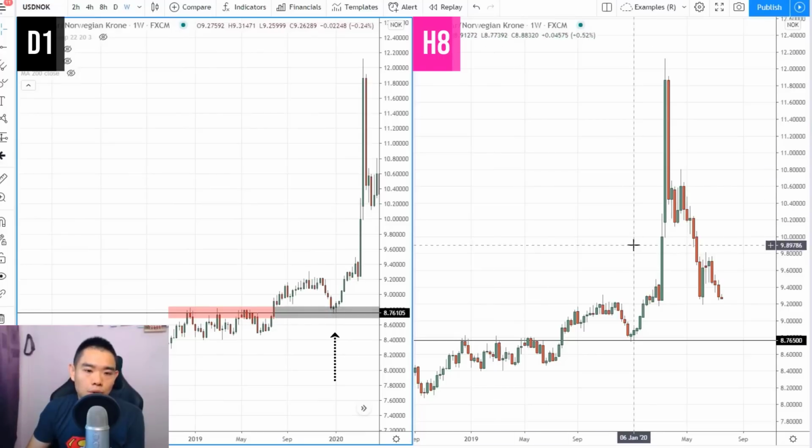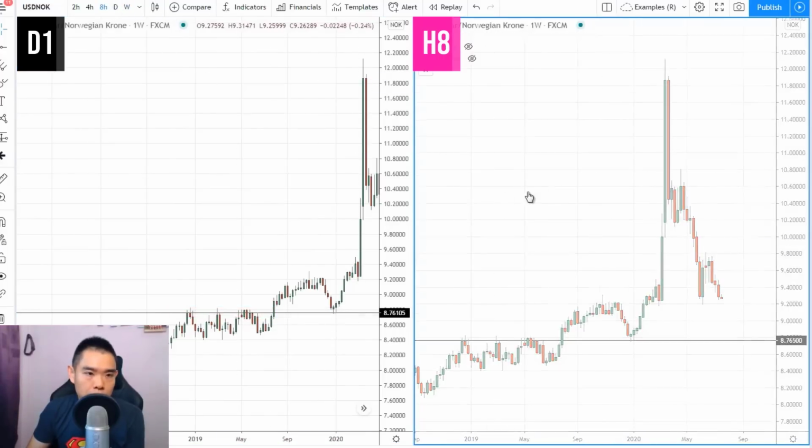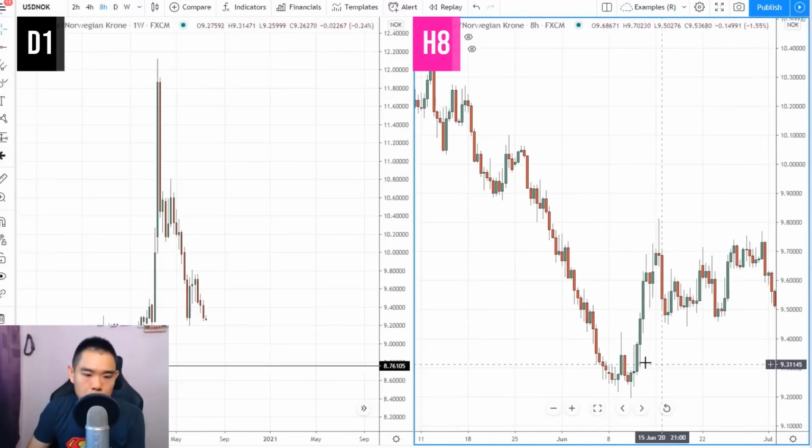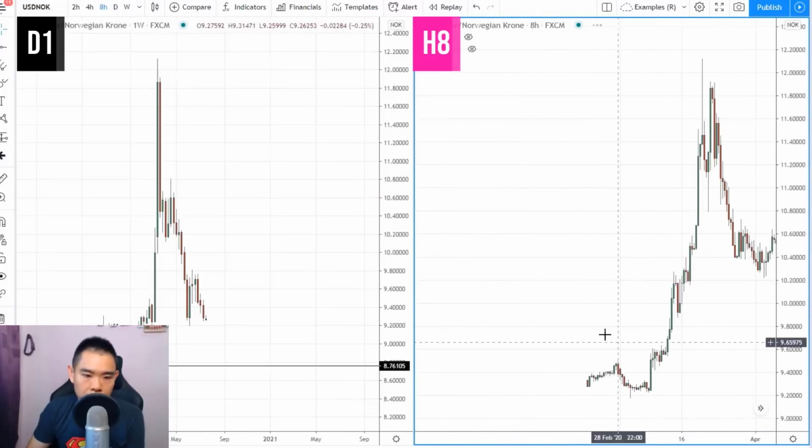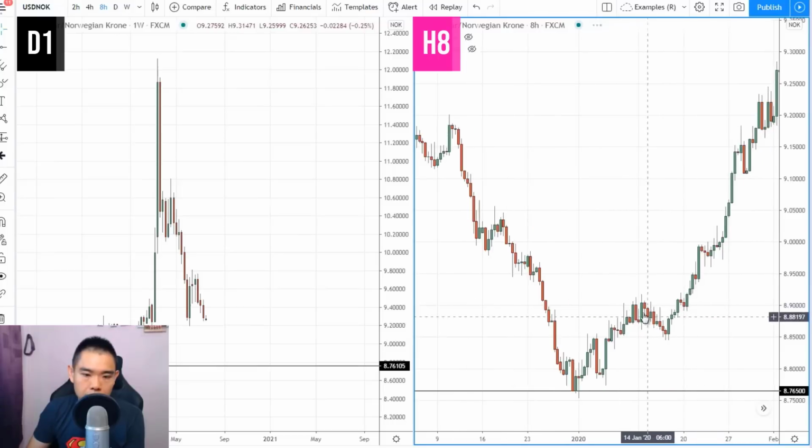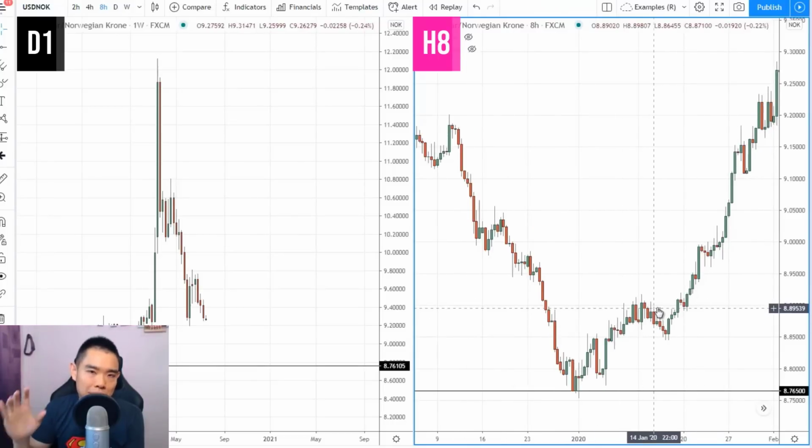Only then, on this lower time frame, the 8-hour time frame, do we trade the break of structure. So I'm just going to find this break of structure over here again. Only then do we trade this break of structure. Does it make sense? So I'm not trading this pattern blindly. There is the context of the market to consider as well.